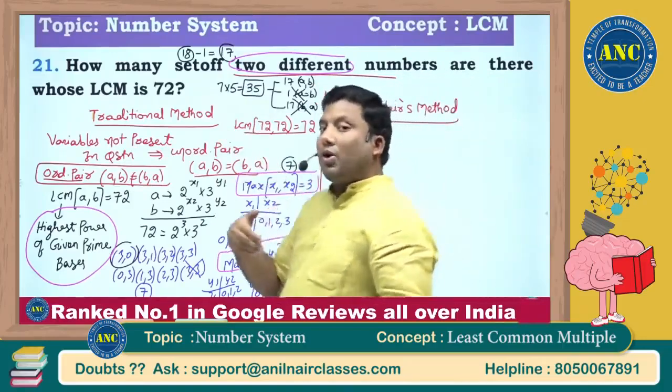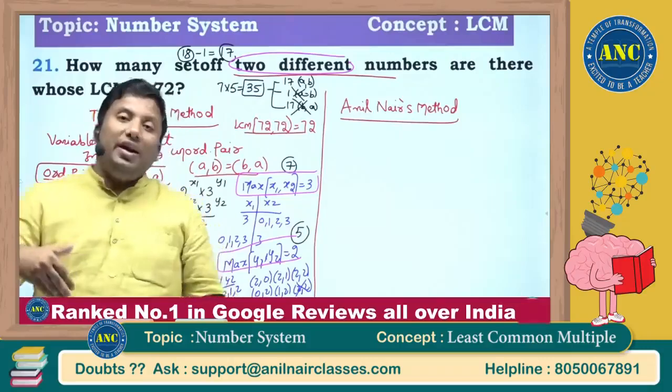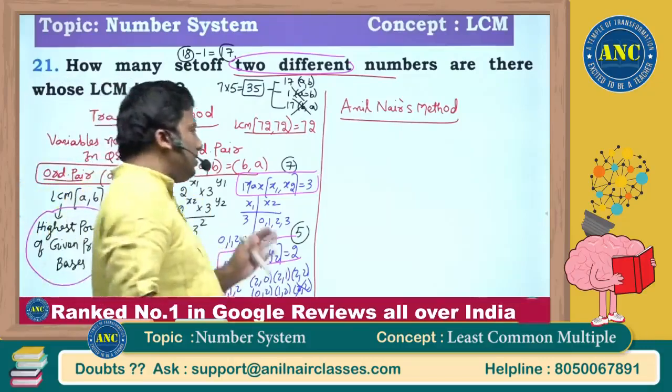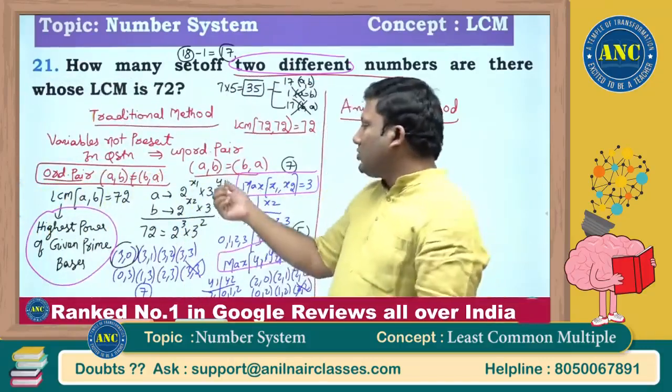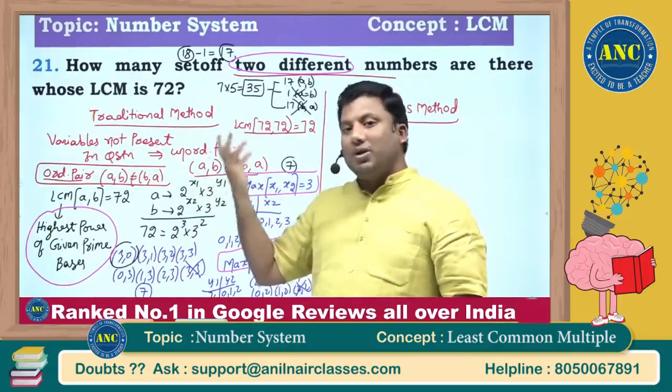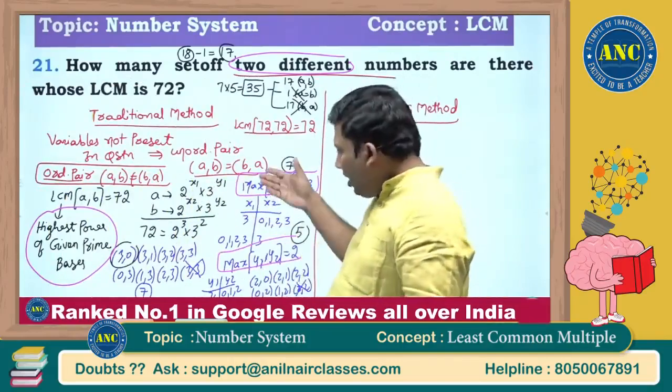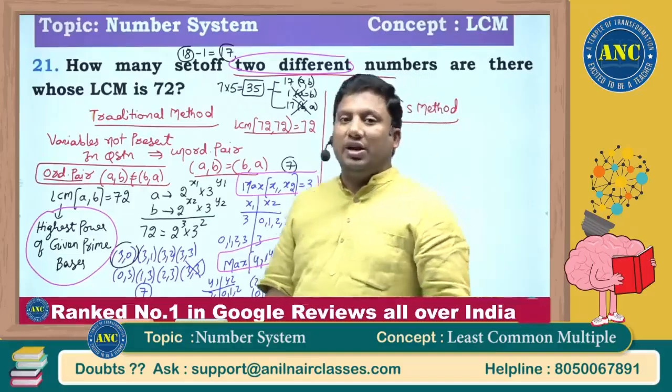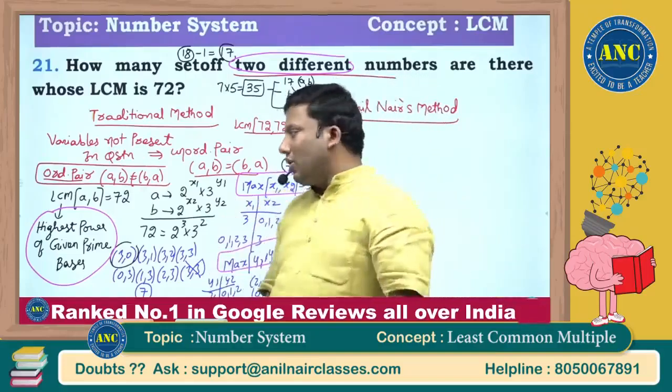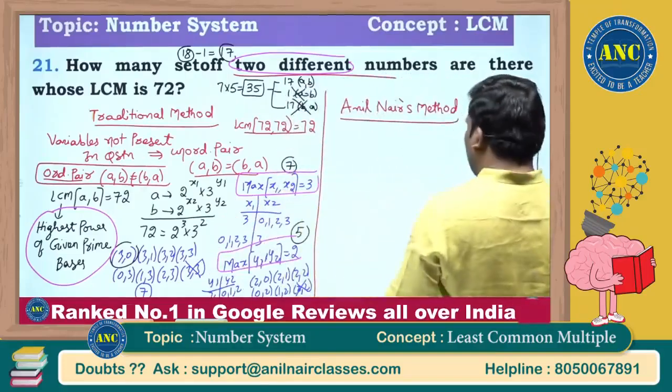This is the process to solve. If there are 3 variables, again we have to do 2 power x1 into 3 power y1 into some other power z1. Like that, a lot of cases we need to solve. Cases we will not do. Now Anil Nair's approach. Now see here.